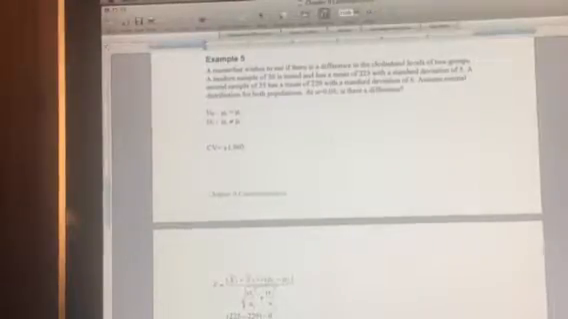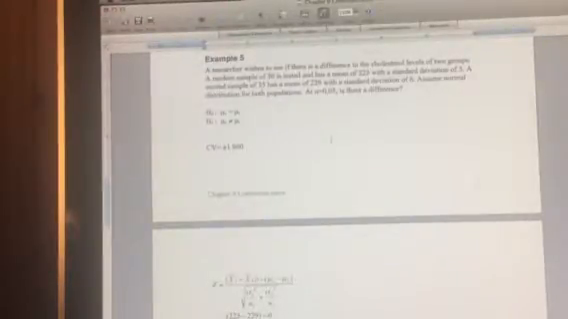This example will look at comparing two samples to each other instead of a sample to a specific number. Example 5. A researcher wishes to see if there is a difference in the cholesterol levels of two groups. A random sample of 30 is tested and has a mean of 223 with a standard deviation of 5. A second sample of 35 has a mean of 229 with a standard deviation of 6. Assume normal distribution for both populations. At alpha equals 0.05, is there a difference?